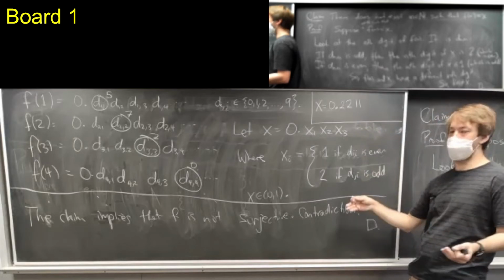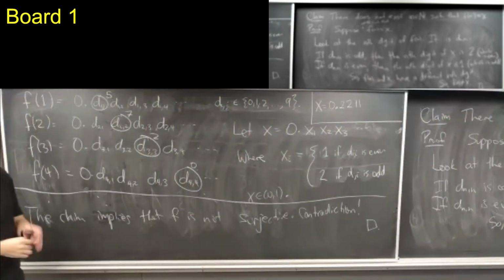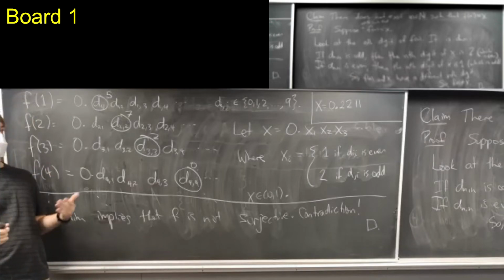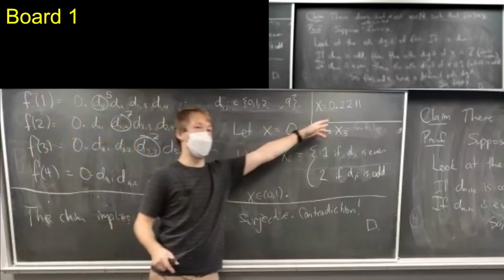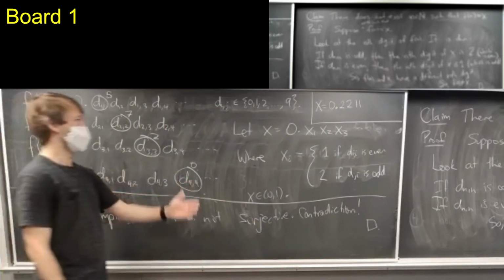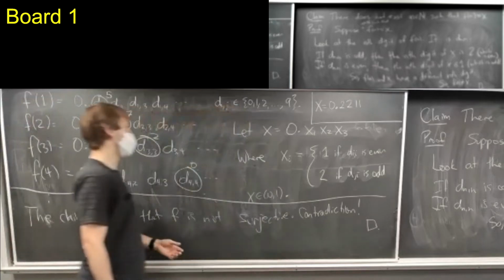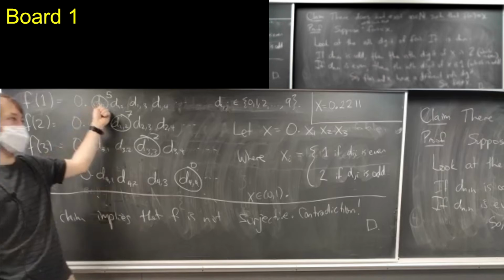And you just continue this process. You keep looking at the diagonal entries, and based on whether it's odd or even, you write a 2 or a 1. And the point is that the number you write can't be equal to f of 1, because the first digit of f of 1 is odd, but the first digit here is even.